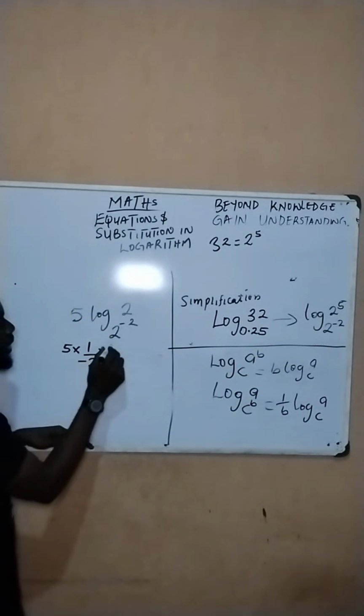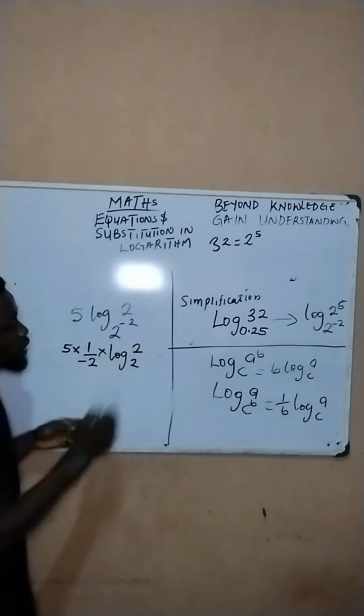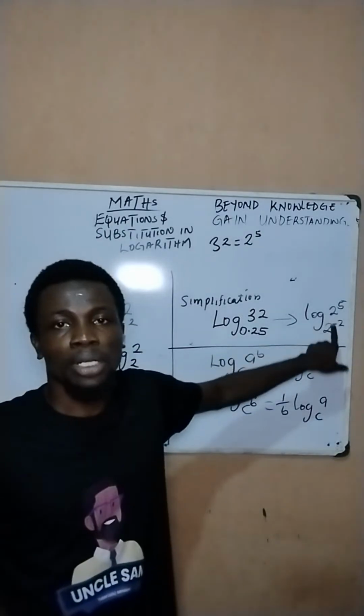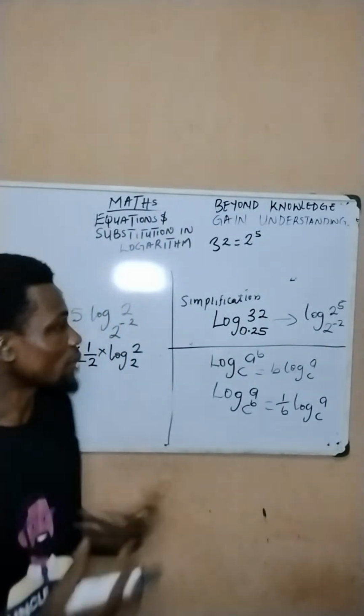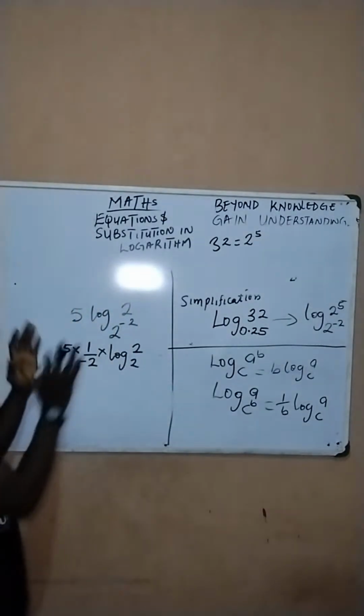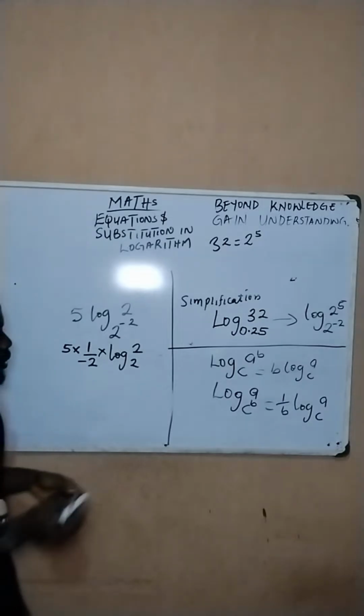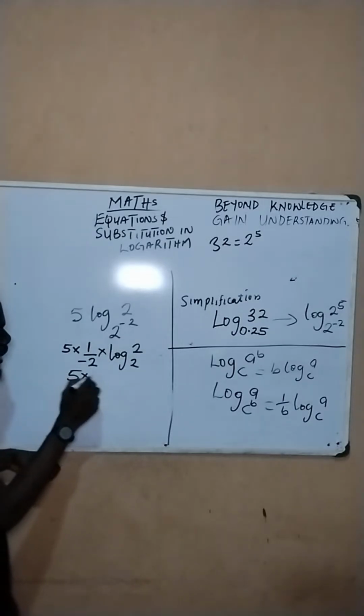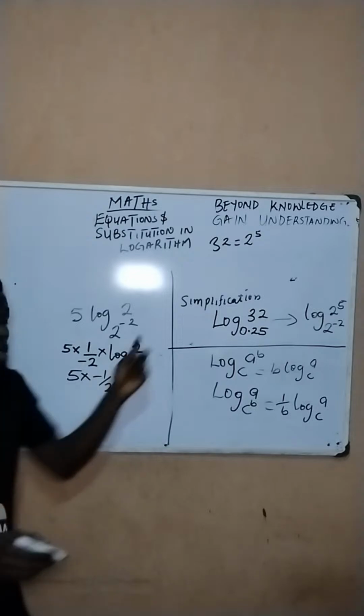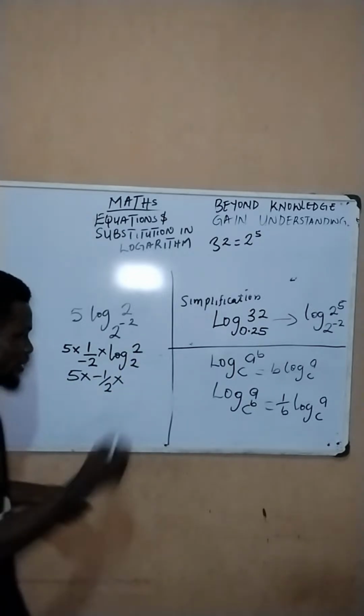Then this multiplied to what? Our log 2 base 2. So we stripped both the log and the base of their power. We stripped them of their individual power and it is now multiplying the log. So we know that this is the same as 5 multiplied by minus 1 over 2 multiplied by the log of any number to its base, which is equal to 1. So this is equal to 1.